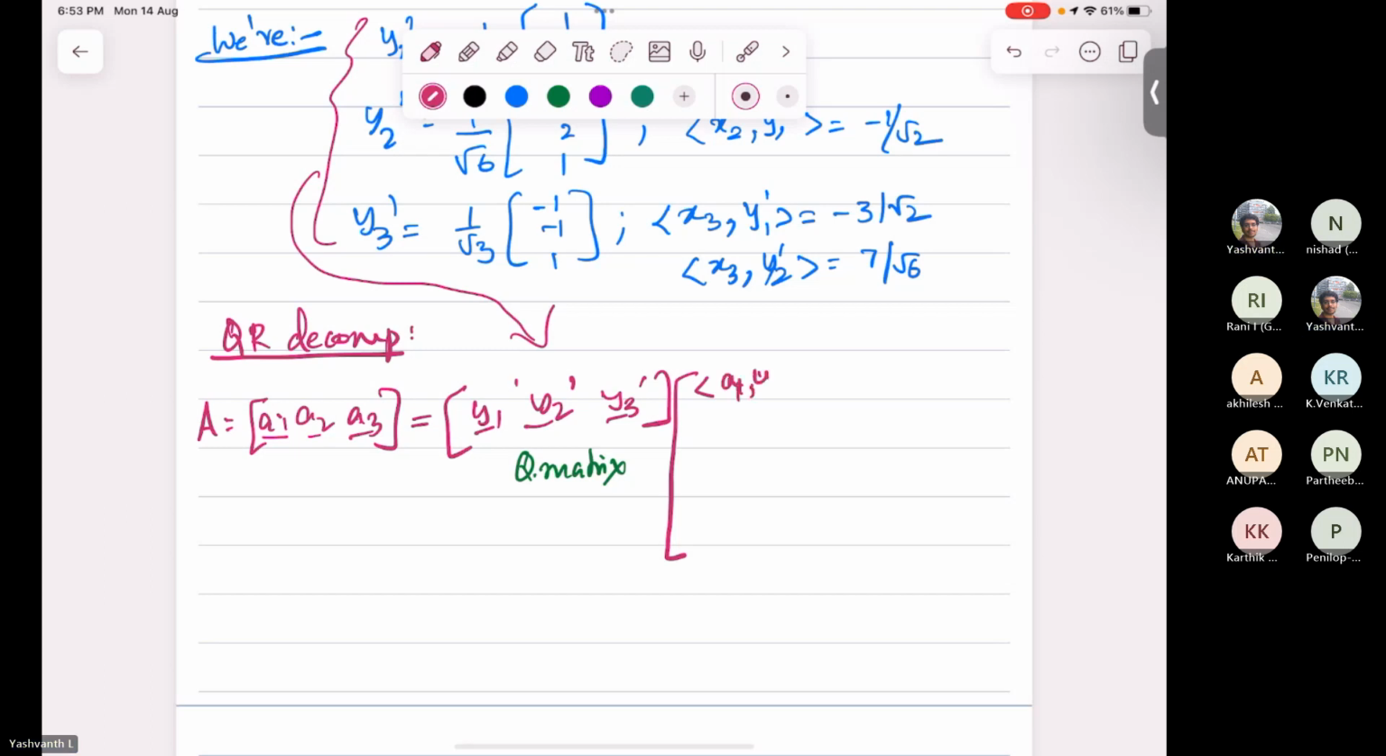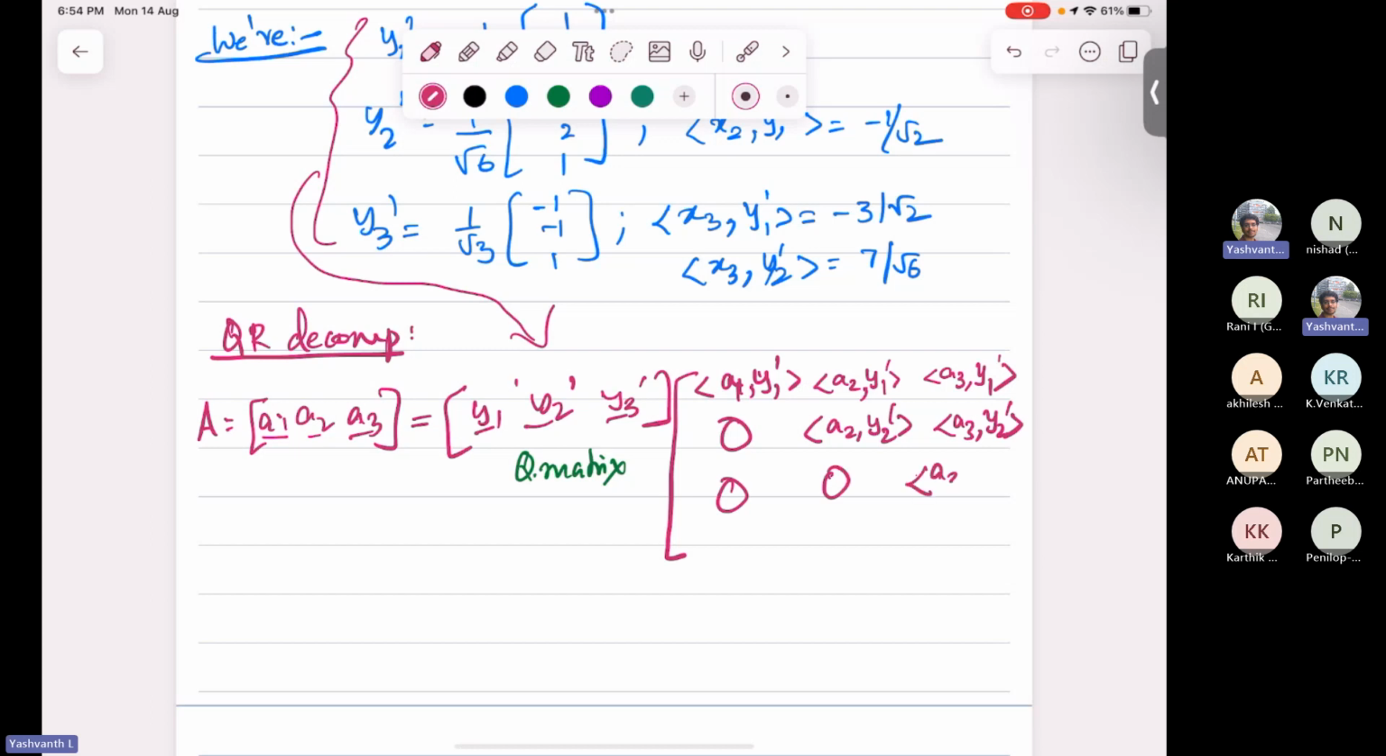A1 and Y1 dash. Here, the second column of the first row is A2 and Y2 dash. A3 and Y1 dash. Then 0 because upper triangle. This is A2 and Y2 dash. A3 and Y2 dash. Now 0, 0. A3 and Y3 dash. So do you see the pattern?